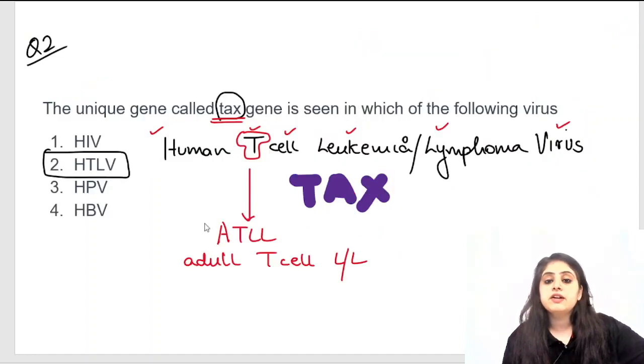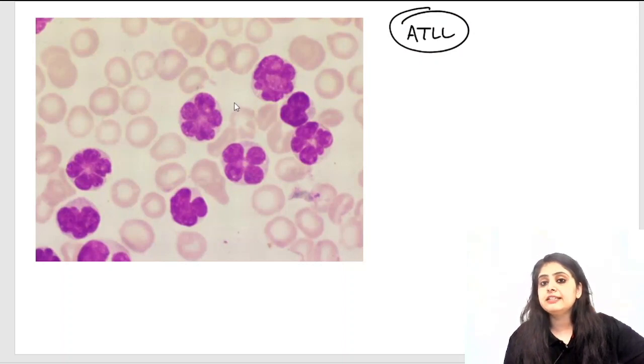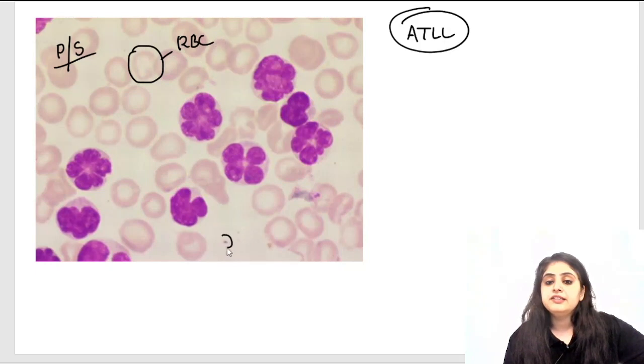So the disease I've understood, the disease that it's going to cause, is adult T cell leukemia lymphoma. But if they ask you what are the cells that you see in adult T cell leukemia lymphoma, these are the kind of cells. What sample is this? This is a peripheral smear. How do I know this is a peripheral smear? Because I can see these red color cells called the red blood cells. I can see these tiny little dots which are referred to as the platelets.